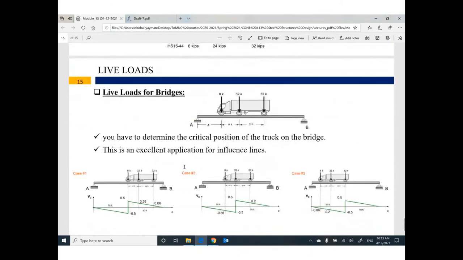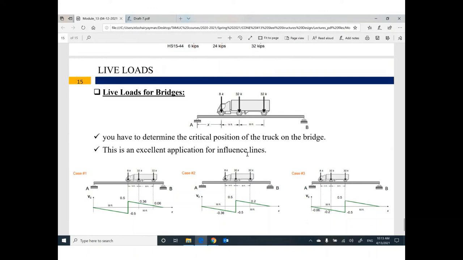We need to use influence lines. Where is the worst case for this truck on this bridge? You need to construct the influence line first. And based on the influence line, I can tell you where is the worst case for maximum positive or maximum negative. If you go back to your structural analysis course, you will remember this. So you have to determine the critical position of the truck on the bridge. This is an excellent application of influence line problems.